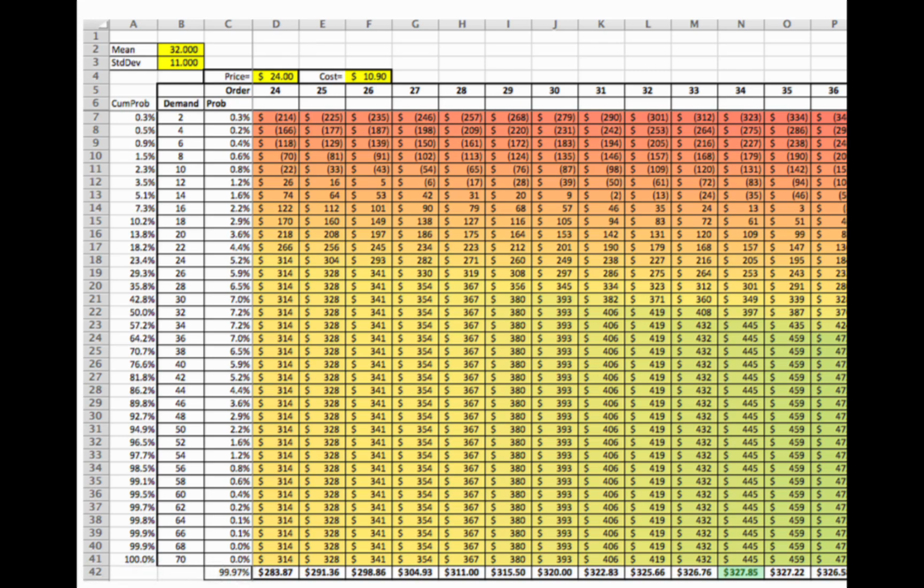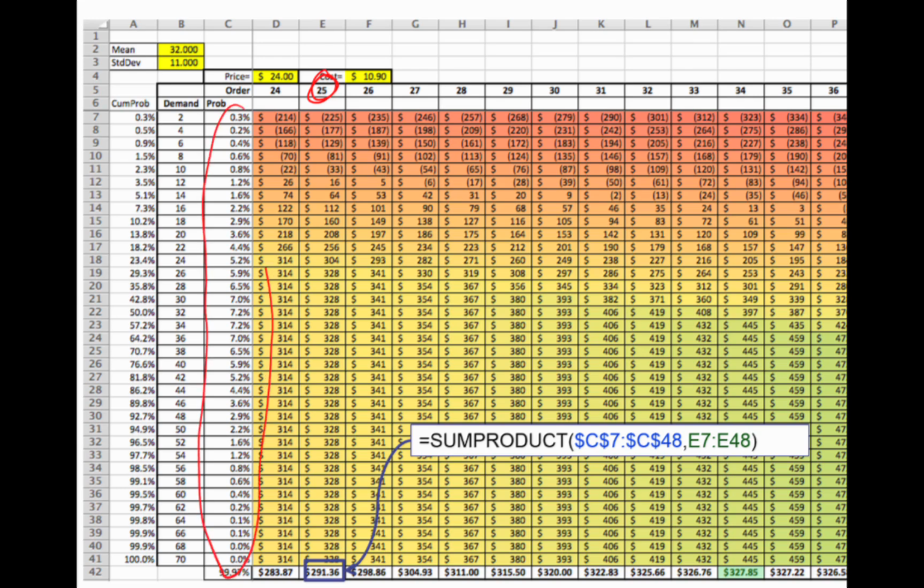Then what I want to find out is the expected profitability if I order a certain amount. So for column E, which is when I order 25,000 units, I have each instance here, but I want to find my expected profitability. That's simply the sum product of the probability that each one of those demand values happens, multiplied by the profitability of each one of those occurrences. So this sum product is essentially finding the expected profitability if I order 25,000 units.